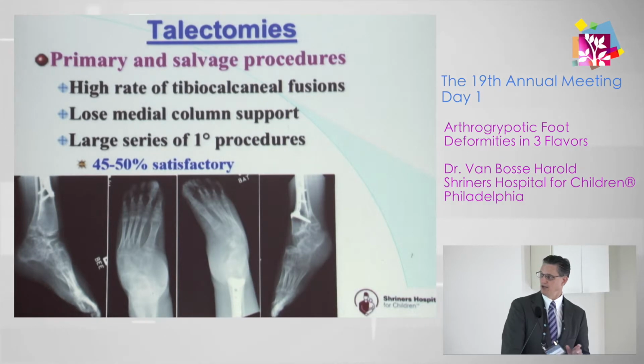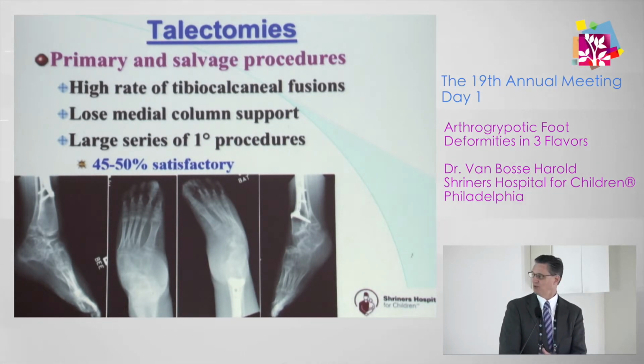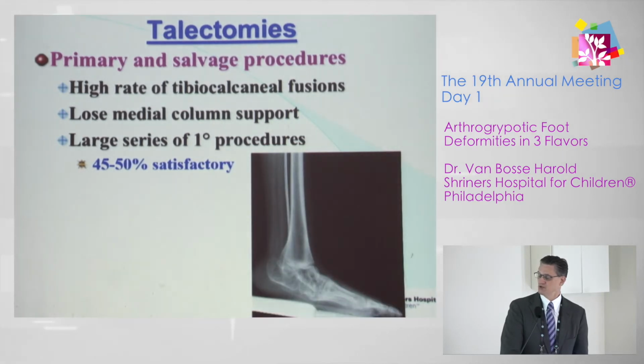A child sent to me, she had a talectomy done. When it ended up in equinus, you can see somebody tried to correct it with an osteotomy and it continued to go into equinus. So she requires a second osteotomy to get her feet flat. Here's another child, same thing, had a talectomy done, and has gone to equinus. So again, procedures needed to correct that.